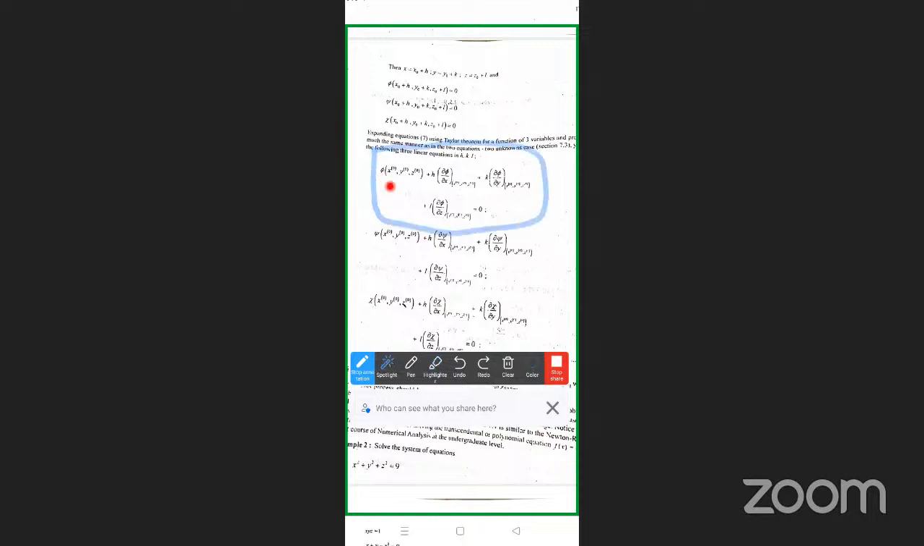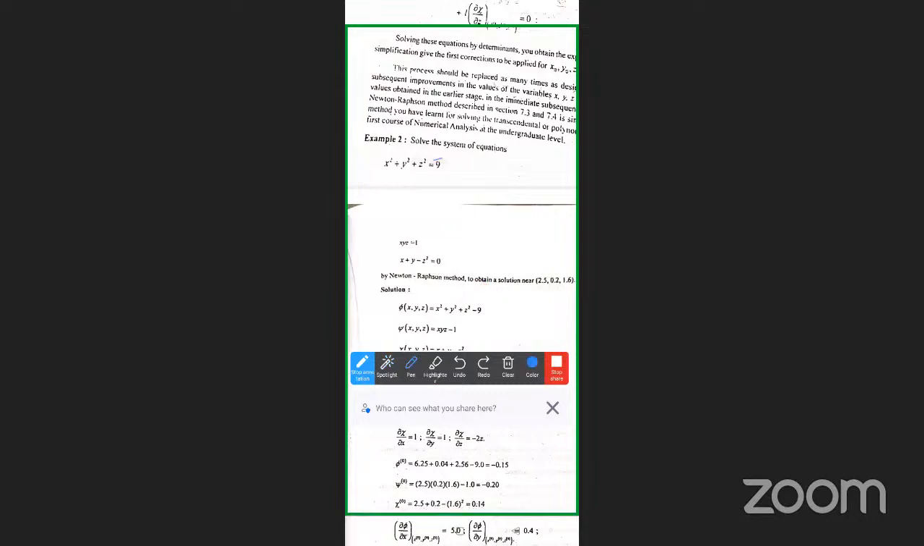Same formulas for psi also. In place of pi, we take psi of x naught, y naught, z naught plus h into dou psi by dou x at zeroth iteration values, plus k into dou psi by dou y, plus l into dou psi by dou z at zeroth iteration. Next, gamma also. So these are the three formulas by using Taylor's theorem expansion. Solving the above equations, we get an approximate solution of the given system of equations.